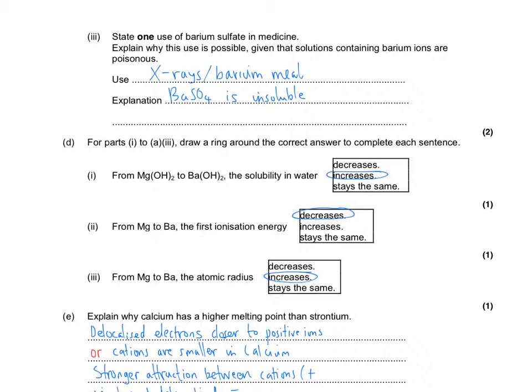Distance between the nucleus and the electrons is greatest in barium, so the attraction between the positive nucleus and negative electrons is weakest in barium, hence the electron is lost most readily. Then we have the atomic radius. Well, barium has got the most shells, therefore has the largest atomic radius.